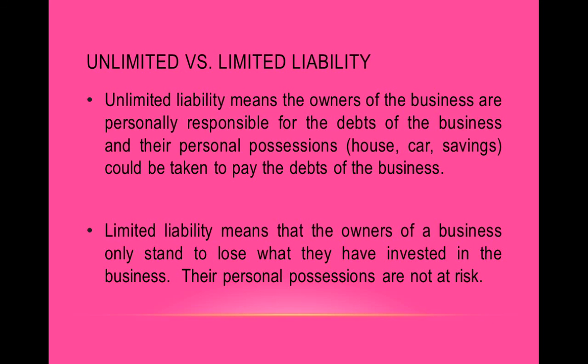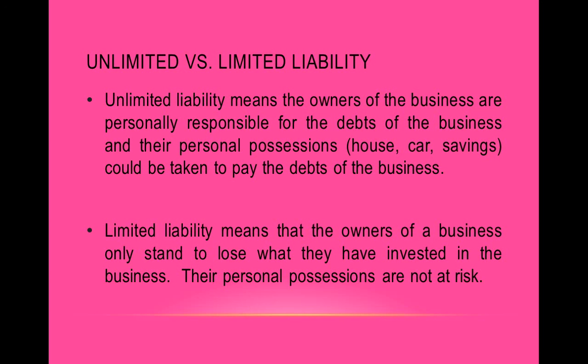So the main difference between these types of businesses is that a sole trader and a partnership have unlimited liability, which means the owners of the business are personally responsible for the debts of the business. So their personal possessions could be taken to pay the debts of their business. So with a sole trader and a normal partnership, house, car and savings are at risk if the business cannot pay its debts. Private limited companies and public limited companies have limited liability. The shareholders have limited liability, which means the owners of the business only stand to lose what they've invested in the first place. Their personal possessions are not at risk.